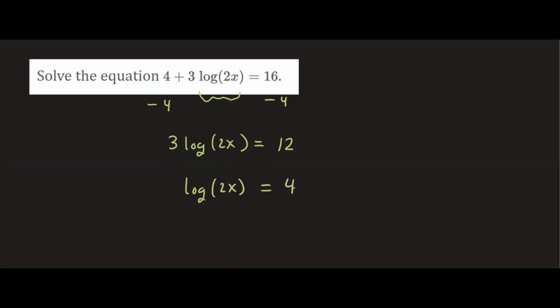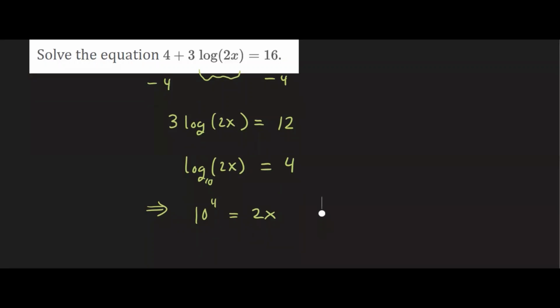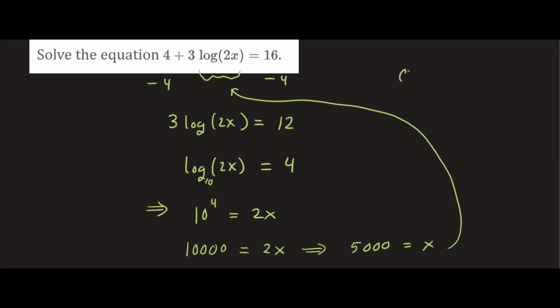And now we can write this in exponential form. If the base is not written, we know this is base 10. We call it the common base. So we have 10 to the 4th power is equal to 2x. Now we can just solve for x. 10 to the 4th is 1 with 4 zeros, so that will be 10,000 is equal to 2 times x. Then I can divide both sides by 2, which gives us 5,000 is equal to x. And then we're going to plug this in to check, to see if inside the logarithm is a positive value.